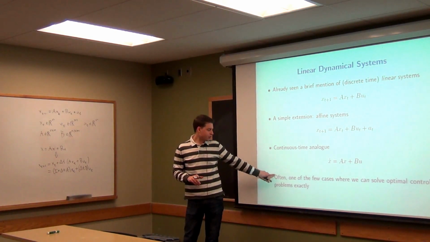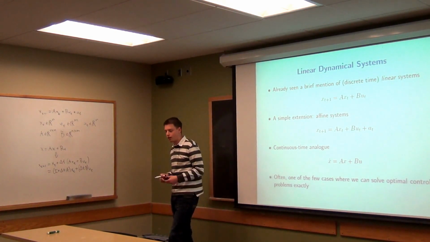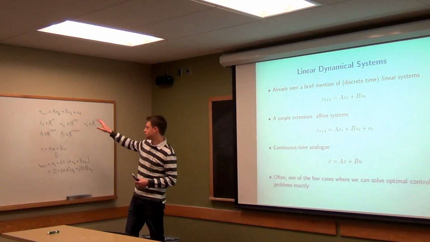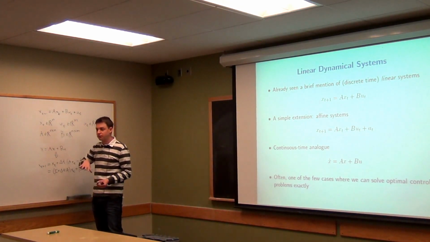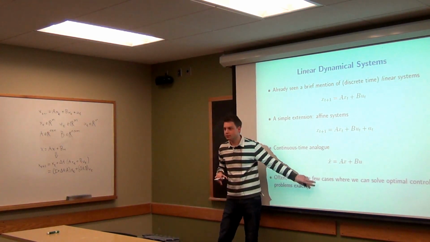Okay, and I should just mention at the end, for reasons we saw last time, linear systems in an optimization problem are the same as linear constraints, which we know how to handle. These are often one of the few cases we can actually solve exactly.